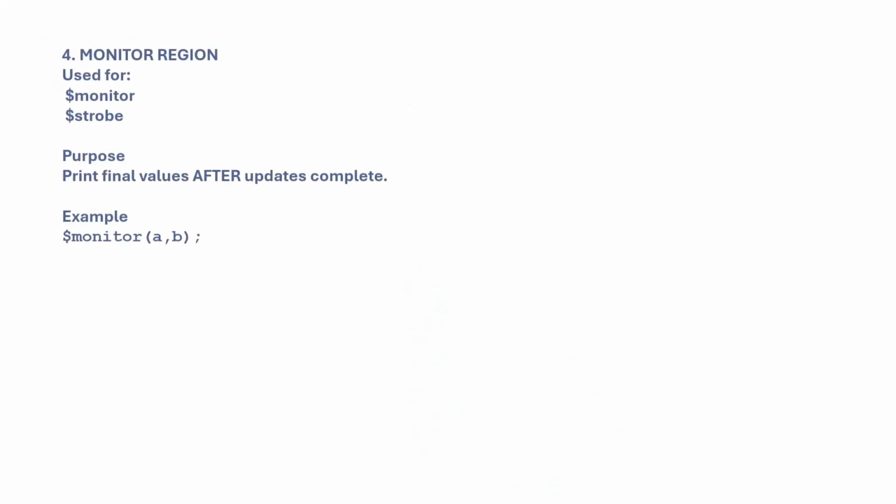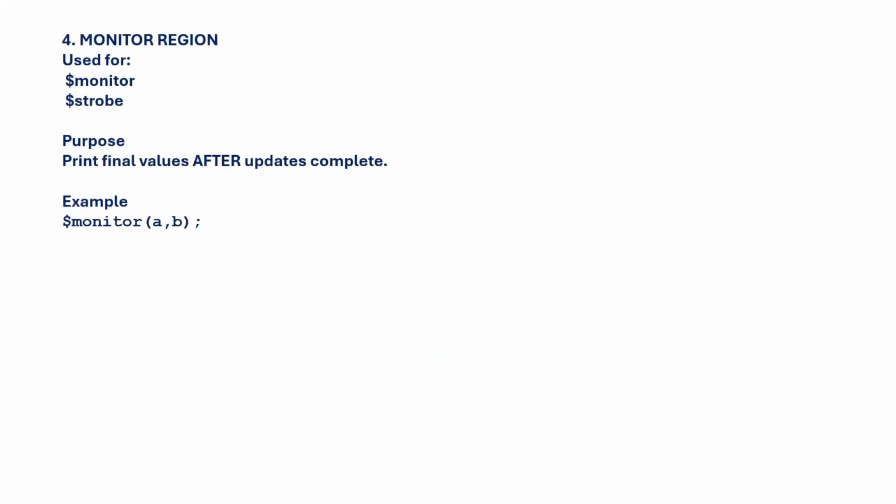Okay, and then the monitor region, where dollar monitor and dollar strobe are there. Dollar monitor continuously stores the values, and dollar strobe checks only the last updated value. So whatever the last updated value is, that will be considered in the monitor region.